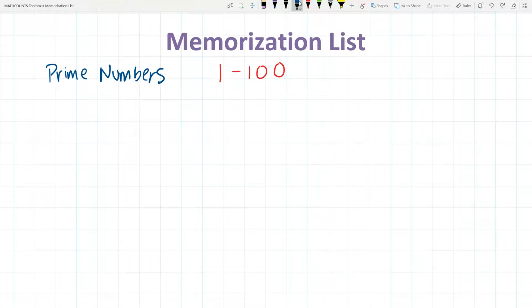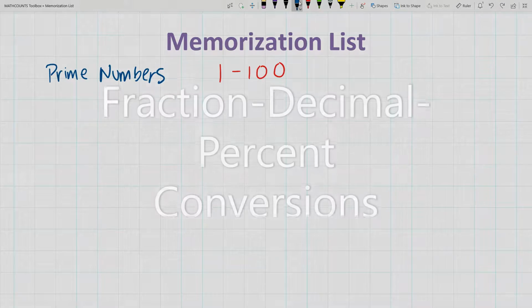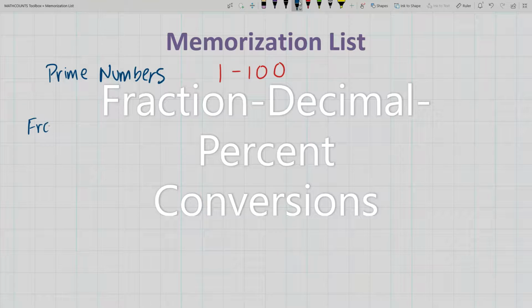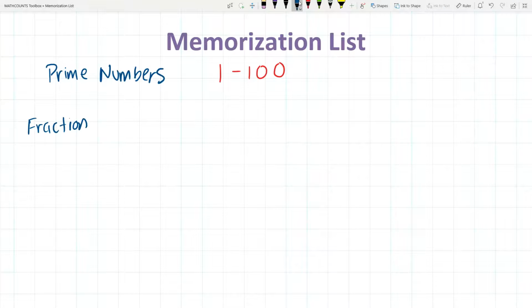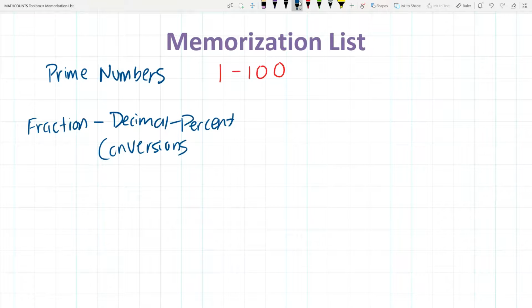And also the next thing that you need to know is the fraction to decimal to percent conversions. For example, you should know that 1/2 is 0.5, and that's 50%. 1/3 is 0.3 repeating, and that's equal to 33.3 repeating percent. So I won't say all of the fractions here, but I'll post it in the description so you can see.